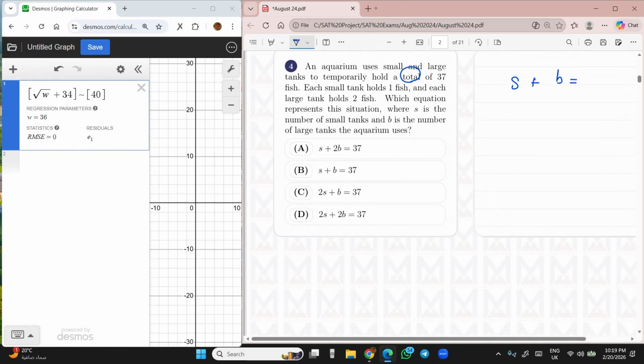And we get the answer of 37, but this 37 is the number of fish. Look, 37 fish. So here we don't need to write S and B alone. We need to multiply them by the number of fish in each. Every small tank can hold one fish, so here we write 1 multiplied by S. And every large tank holds 2 fish, so write 2 here. And of course, 1S means S, so S plus 2B is equal to 37. That's our equation here, which is letter A.